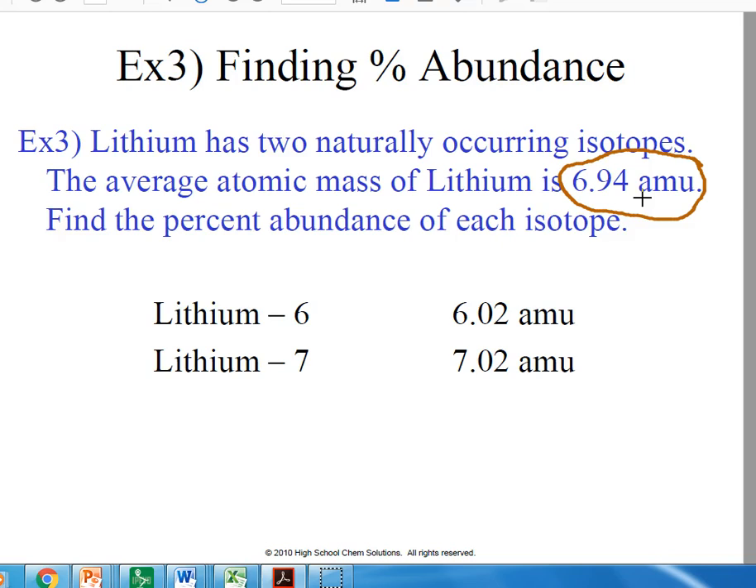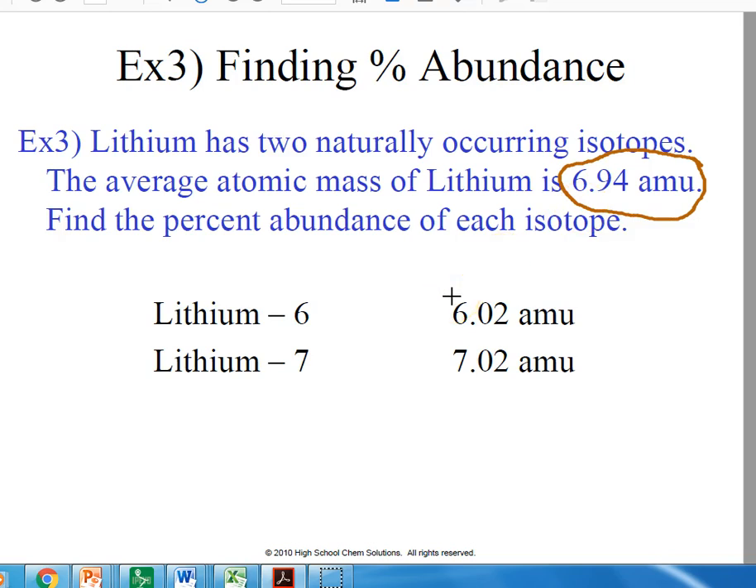So lithium has two isotopes: lithium-6, which has a mass of 6.02 atomic mass units, and lithium-7, which has a mass of 7.02 atomic mass units. So how can we use this information along with the average to find the percent of each one?